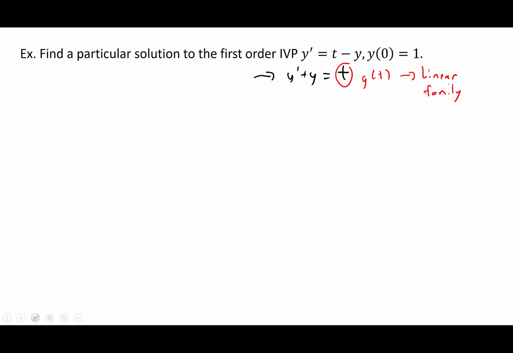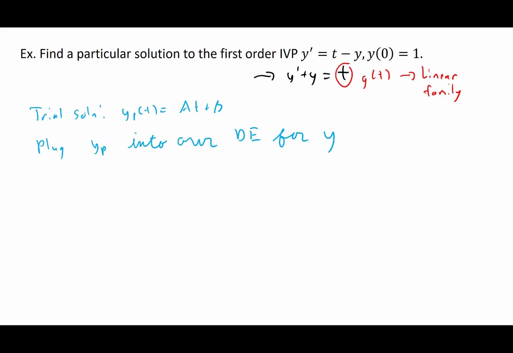In this case, g comes from a linear family, as mentioned on the previous slide. Therefore, if I'm choosing a trial solution to this equation, I'm going to choose a generic member of the linear family of functions, A times t plus B. Now our goal, you always keep in mind, is to solve for big A and big B. So to figure out the right values, we're going to plug our trial solution into our DE for y and figure out the values of A and B which give us an equality in the equation.